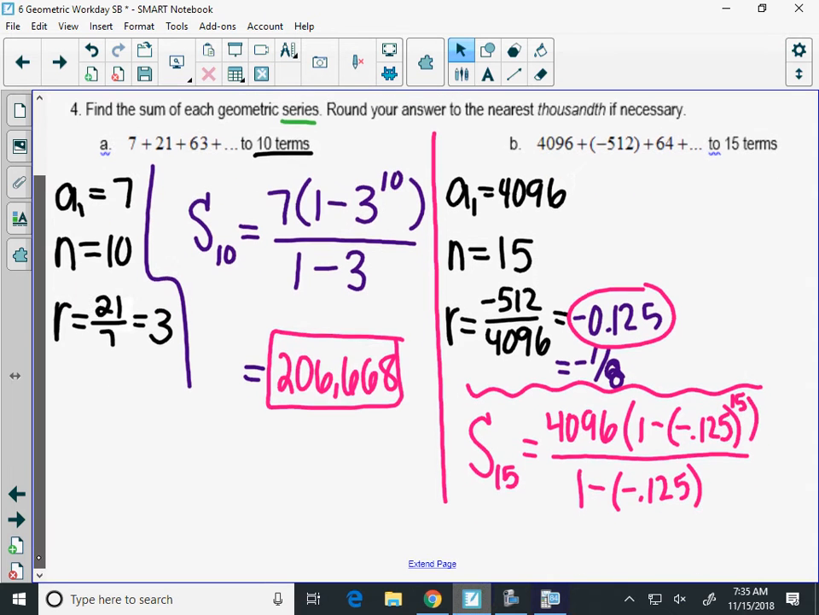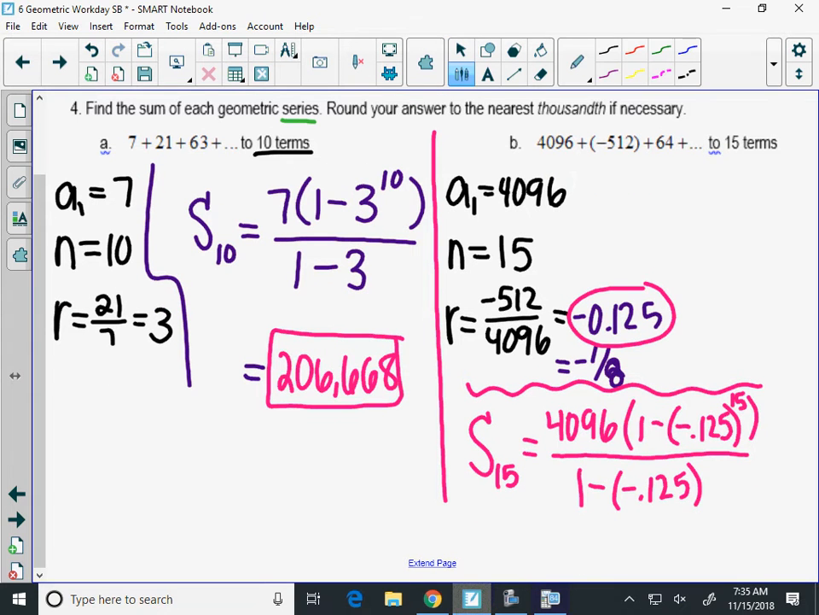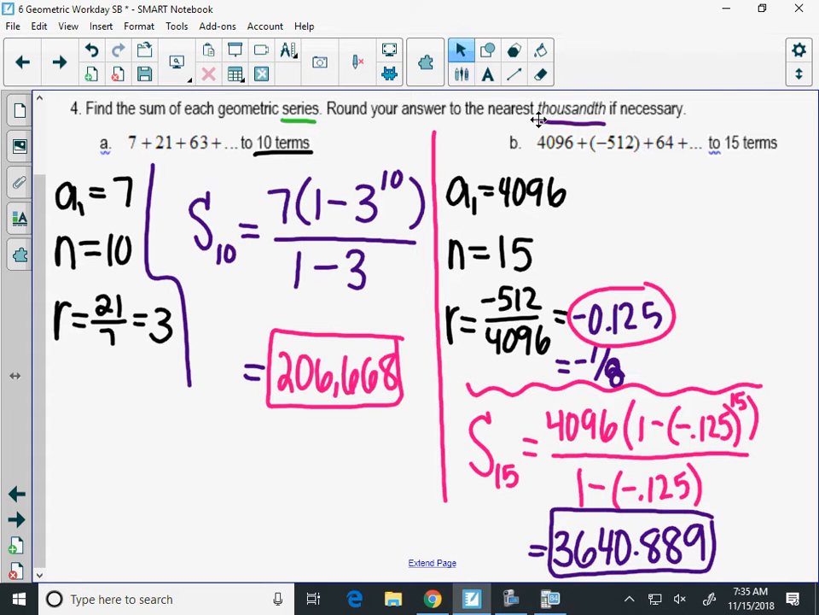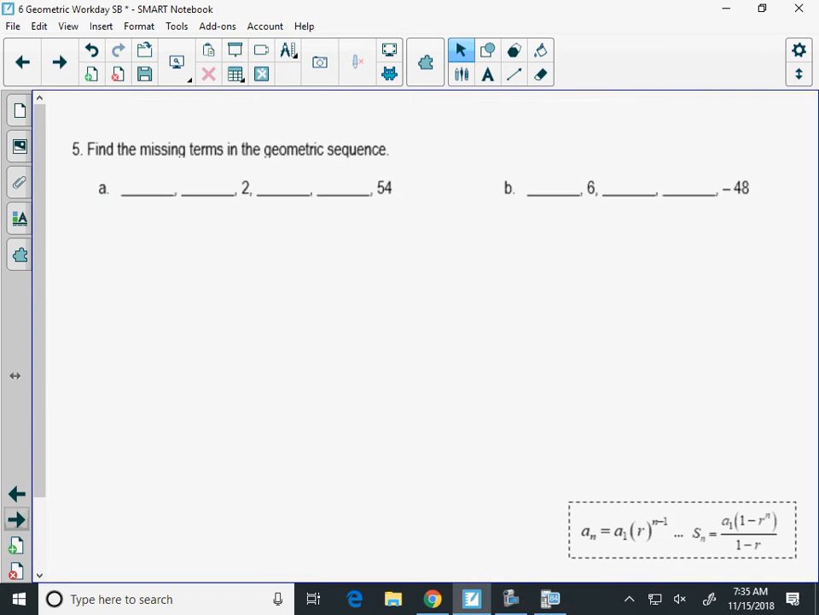Let me scroll down a little here. It says in the direction to round to the nearest thousandth, which is 3 decimal places. So we'll write the answer as 3,640.889. All right, so hopefully you've been okay with those problems so far. Let's scoot over to number 5.